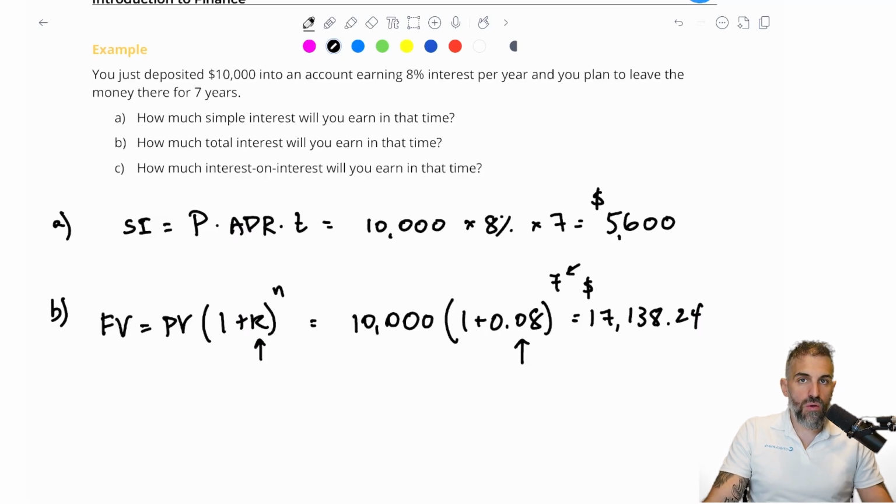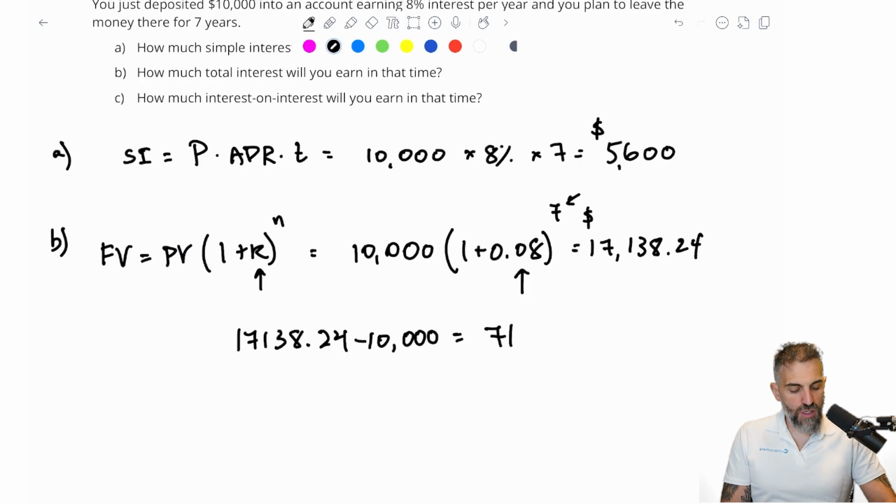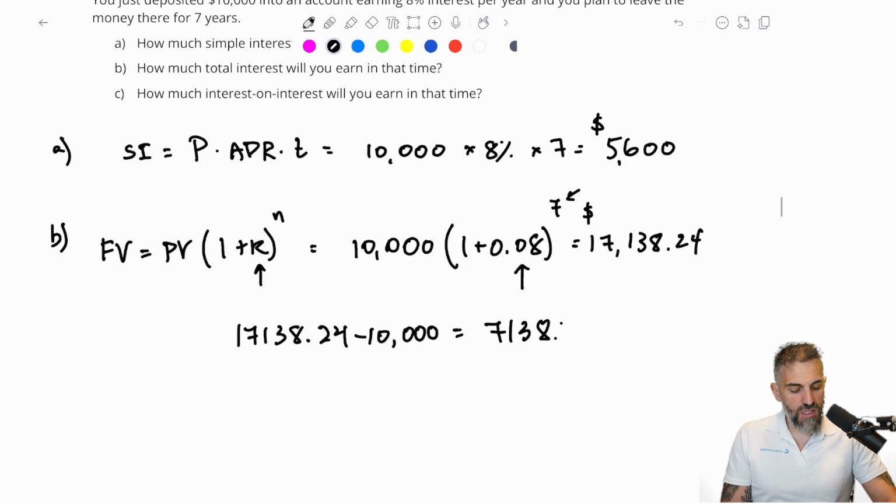And so how much interest did you earn? Did you earn $17,000 of interest? No. The future value is the total amount. So you want to subtract from that whatever you put in. So you started with 10,000. So I'm going to subtract 10,000 from this. $7,138.24. That is your total interest, your total compound interest.